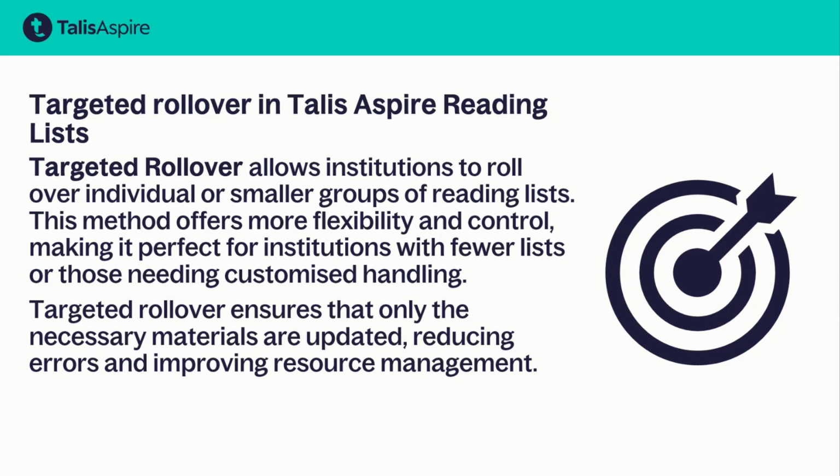Again, we're going to look at the demo in a couple of minutes, but just so that you're aware, the All Lists report allows you to select the specific lists that need rolling over, and that report will also allow you to identify those lists that either have or have not been rolled over as of yet. So it ensures really that only the necessary materials are being rolled over, allowing you to improve resource management as well. So those are your two main methods for rolling over: bulk rollover and targeted rollover, and which you use is really going to depend on what you need rollover to do at your institution.